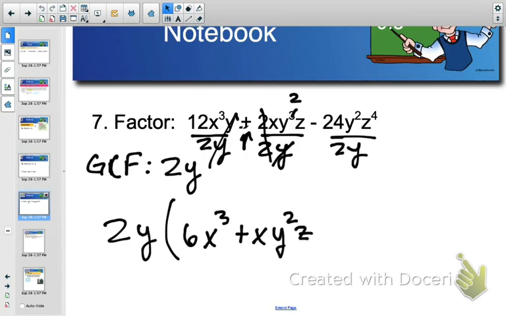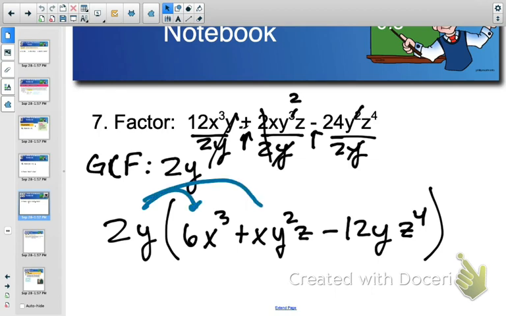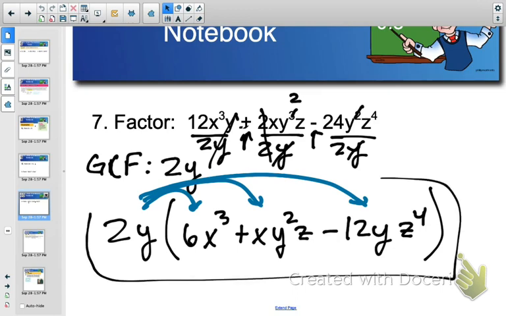Divide this one by 2y, 24 divided by 2 is 12. This is a minus, though. So minus 12, y squared over y, so one of them cancels. And then z to the 4th. Okay, and that's what we're left with. And you can check that again by distributing through and seeing if you get the original. Okay, so that is now factored. So that's how you factor something with 3 terms. You just have to take it out of all 3.